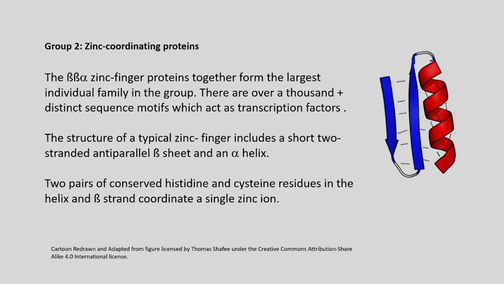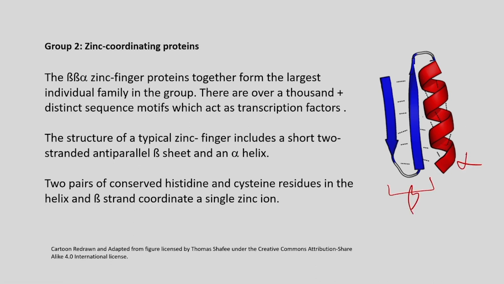Let us focus on some of the features of zinc coordinating proteins. The beta-beta-alpha zinc finger proteins together form the largest individual family in the group. There are over 1,000 distinct sequence motifs which act as transcription factors. The structure of a typical zinc finger includes a short two-stranded antiparallel beta sheet and an alpha helix. So, you can see here the beta sheets are antiparallel and it has an alpha helix over here.